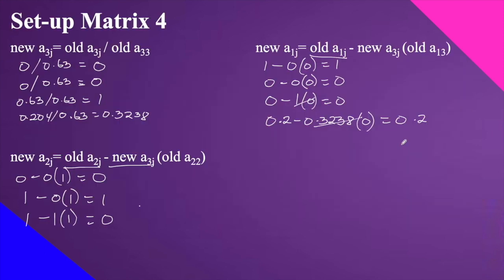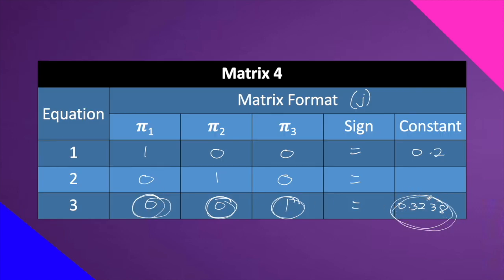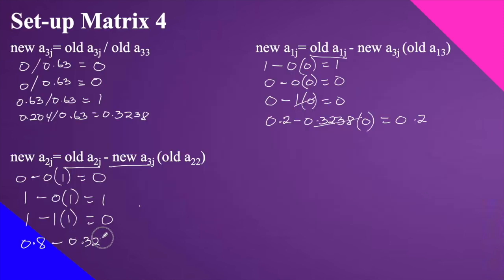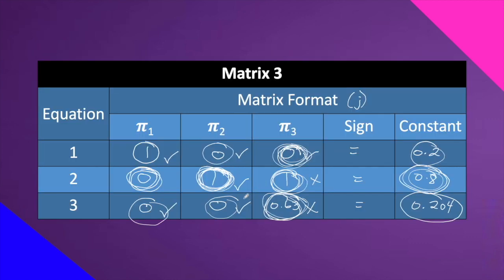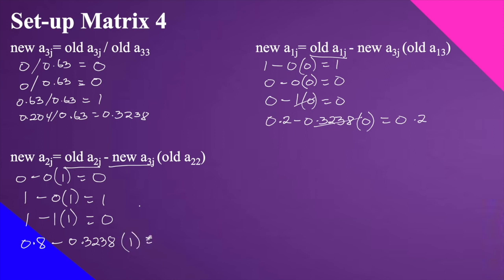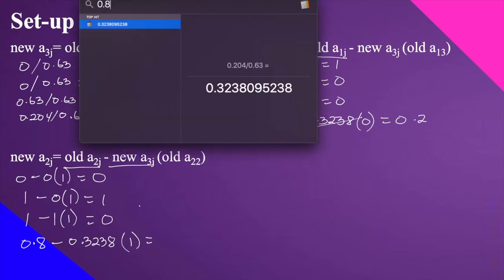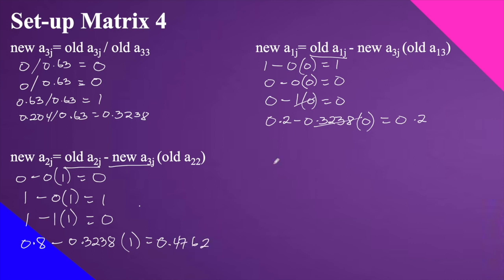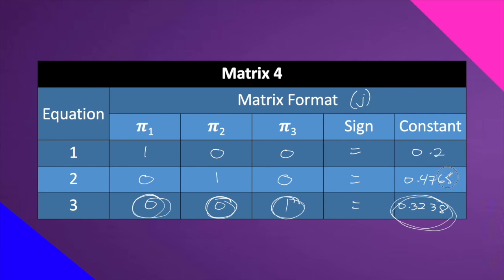So, equal sign. For the constant po, last na natin, old a sub 2j or old a sub 2, 4. Nasaan yun? 2, 4. Ito, 0.8. So, 0.8 minus new a sub 3j, matrix 4, 3j, fourth na. Ito, 0.3238. So, 0.3238 multiplied to old a sub 22. Nasaan po yun? 22. Ito, 1. Okay, now, ano ng value? 0.3238 times 1 is 0.3238. So, ima-minus na lang natin sila. Now, 0.8 minus 0.3238, value niya is 0.4762. So, let's have it here, 0.4762.